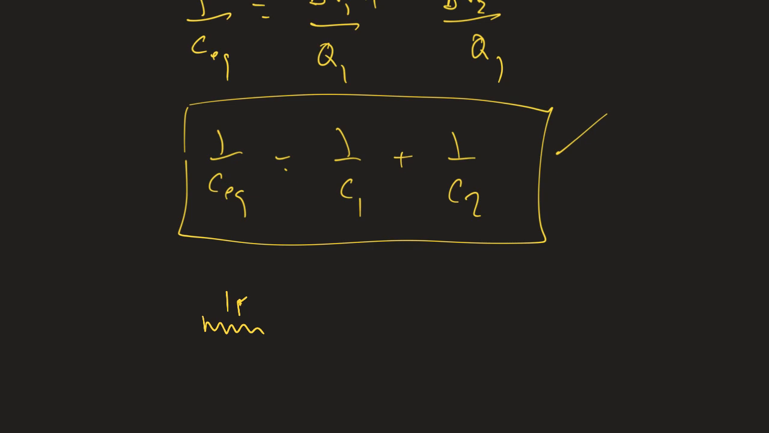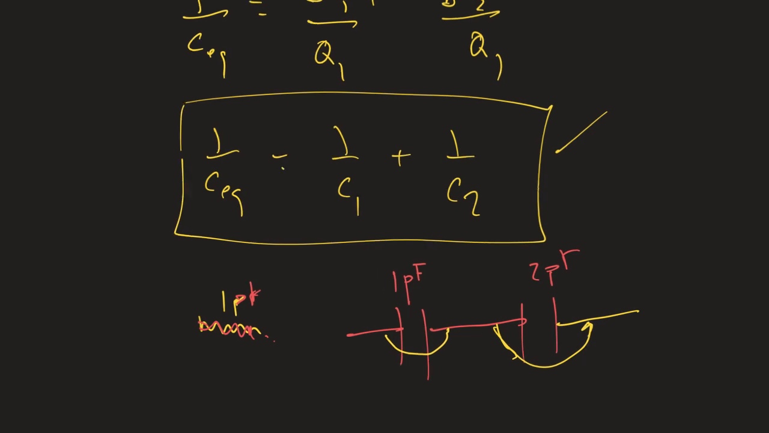Well, the capacitance is in farad, we know. 1 picofarad. One capacitor of 1 picofarad, and you connect it in series with another capacitor of 2 picofarad. Here, between these 2 points, there is a difference in potential delta V1. Between these 2 points, there is a difference in potential delta V2.